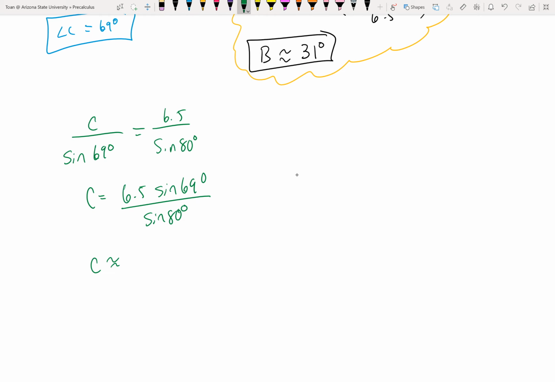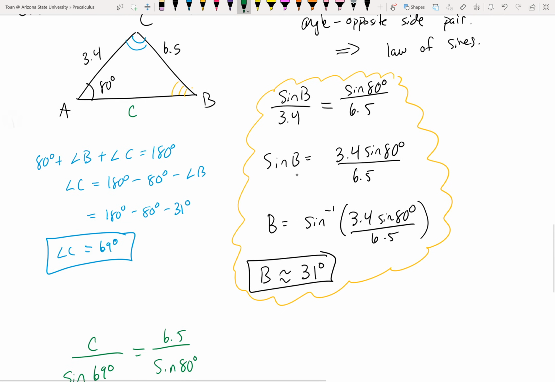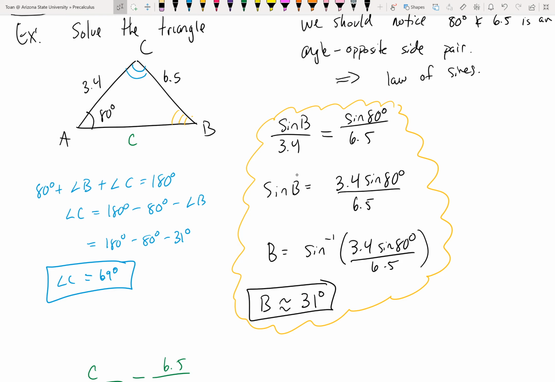So C is approximately 6.2. So there we have it. We solved a triangle. We found all the missing pieces. And here's the cool thing. It wasn't a right triangle, yet we were still able to use trig, to use sines. And that is the power of trigonometry.